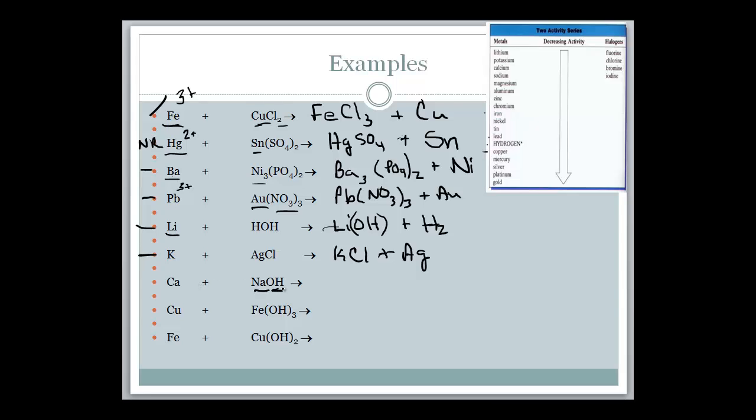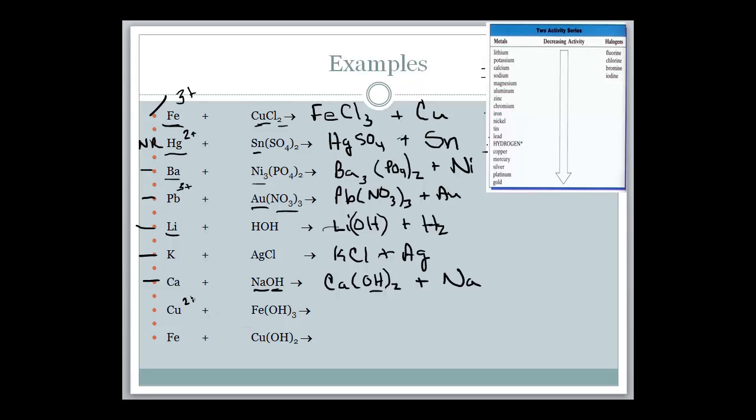Calcium and sodium hydroxide. So we've got calcium hydroxide. Remember, hydroxide is 1 minus. And sodium. So we want to see, is calcium higher than sodium? Calcium is there. Sodium's right below it. So yes, that reaction would happen.